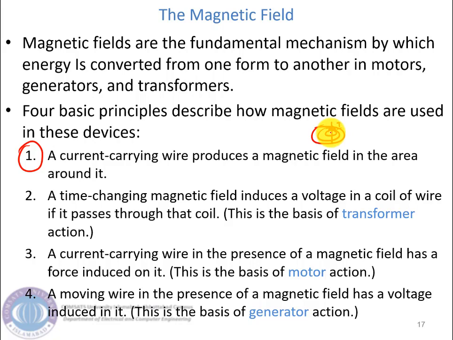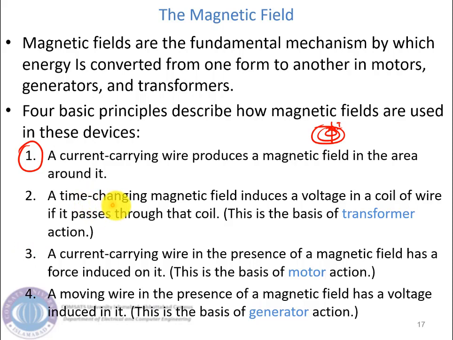Now the next part is derived, you can say, from this basic principle, but it has some catch in it, and that catch is that a time changing magnetic field induces a voltage in a coil of wire if it passes through that coil.